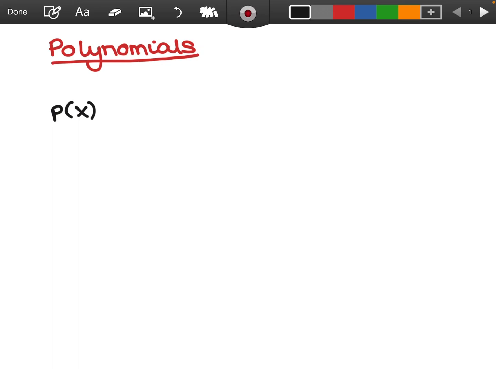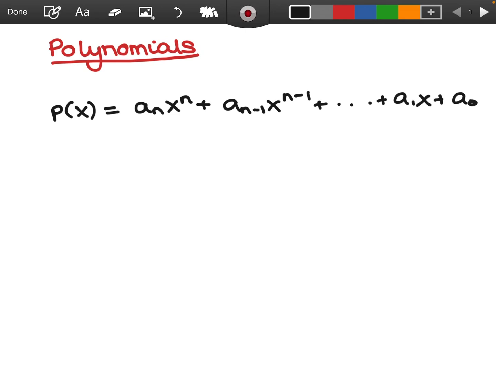A polynomial is just any function. I'm going to call it p of x for polynomial. You could write this as f of x, you can write this as y is equal to this. Completely depends on what you are doing and how you would like to use your notation. But it's any function that can be written in this form. Each a_i, so each one of these a values, is just a constant number, okay?